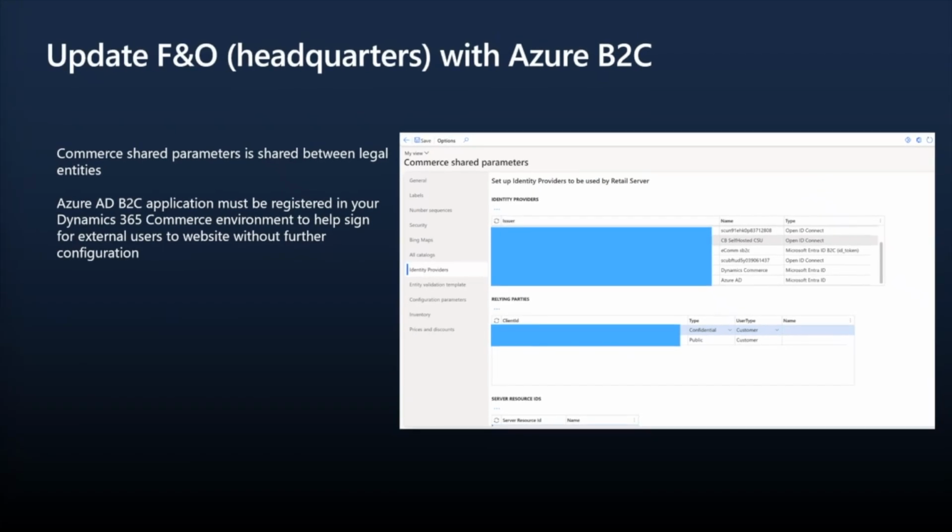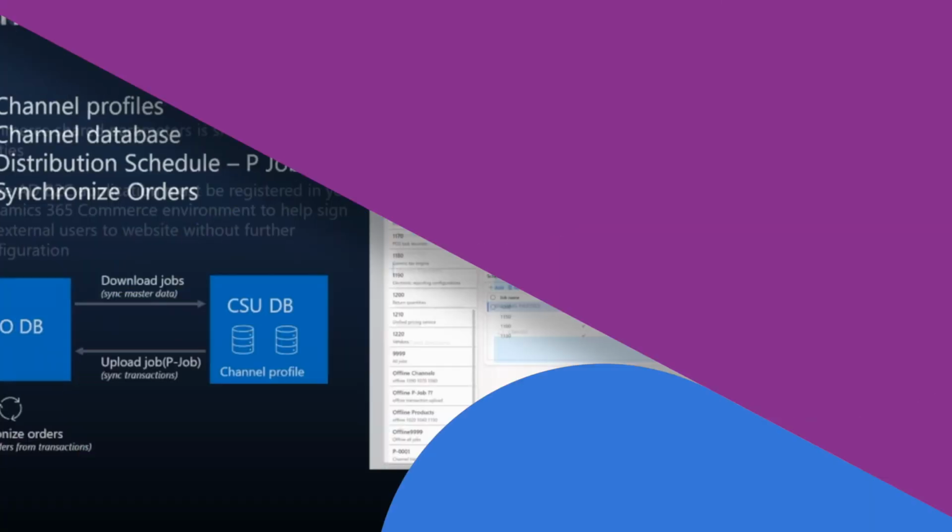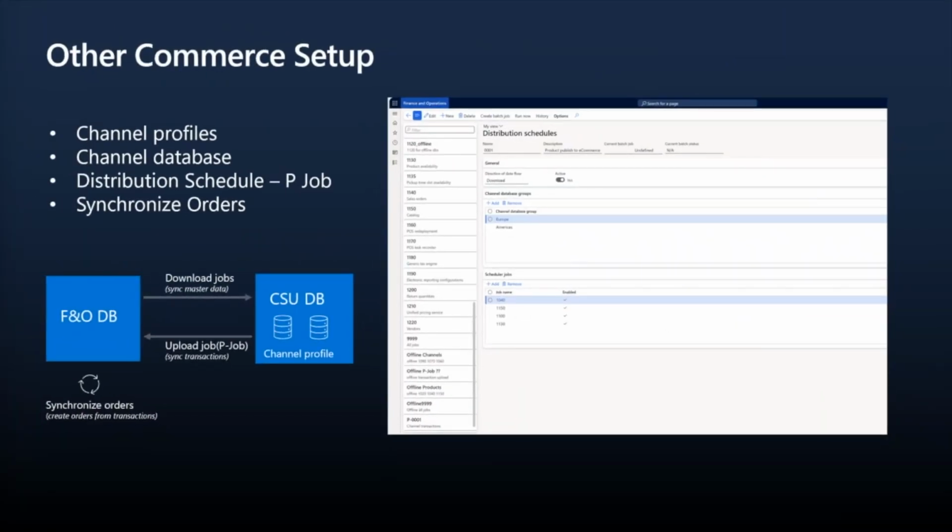Similar to other modules in FNO, we have a parameter setup for commerce. There are two ways. One is the commerce shared parameters, which are shared across legal entities. The other is the commerce parameters, which are specific to a legal entity. This screenshot talks about adding an identity provider in the commerce shared parameters. What it does is help with sign-in for external users without further configuration, and it syncs back to your CSU. Another thing to notice is this Azure B2C tenant, which stores customer and user password information. That is how it links the Azure B2C tenant to your FNO environment. So let's look at other commerce setup that is required in FNO.